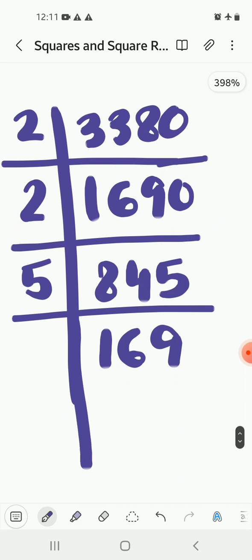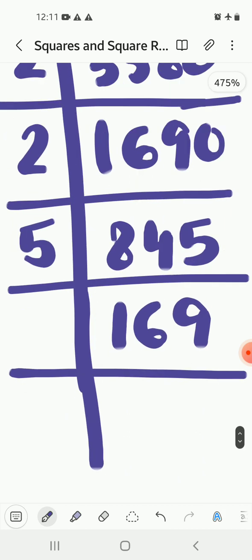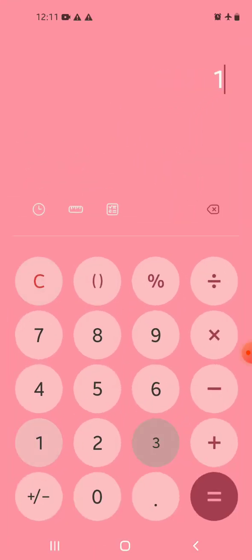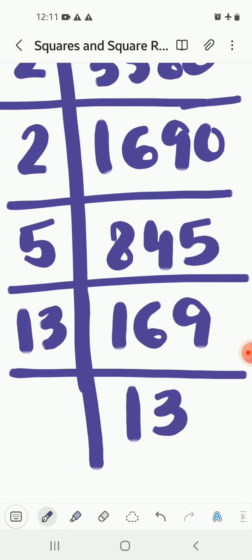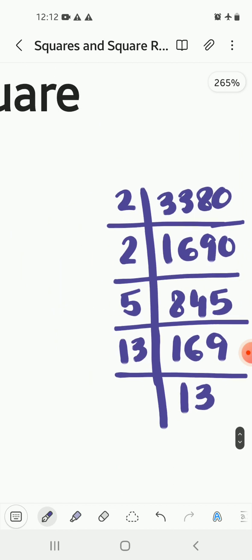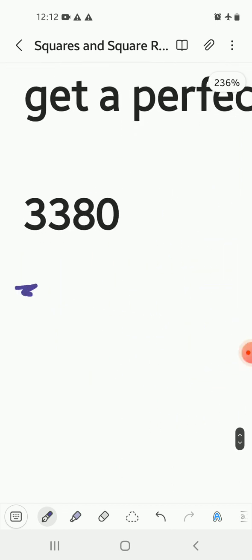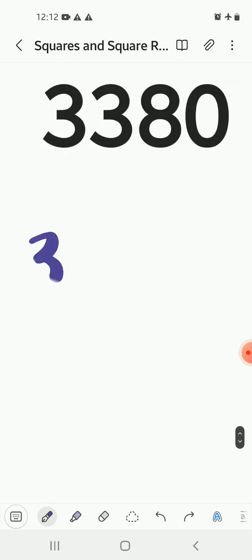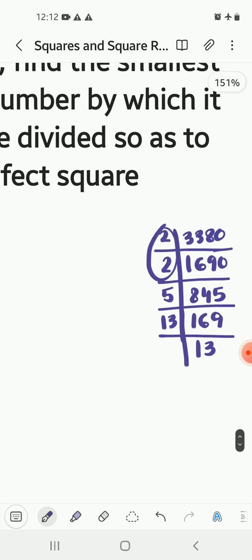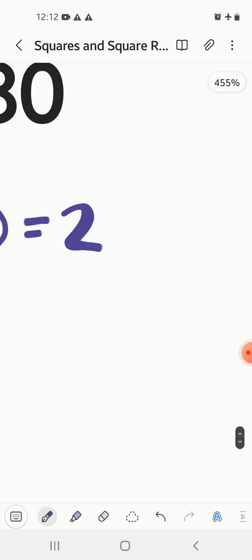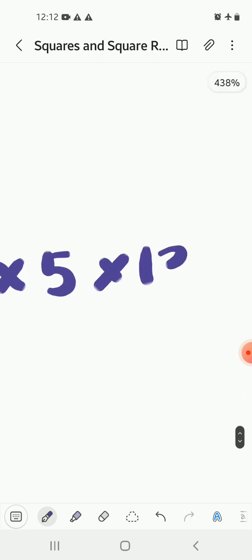If you're well versed with the square root list, you would know that 169 is a square of 13. So there will be 13. Now we will list all the factors over here. So 3380 is equal to, list all the factors that we have got. There are two 2s, there are two 13s, and there is a 5. So two 2s, there is a 5, and then we have got two 13s.